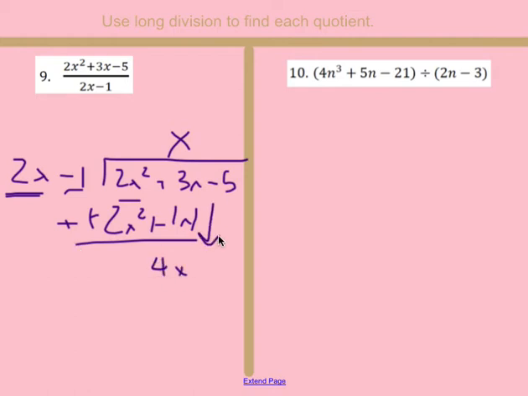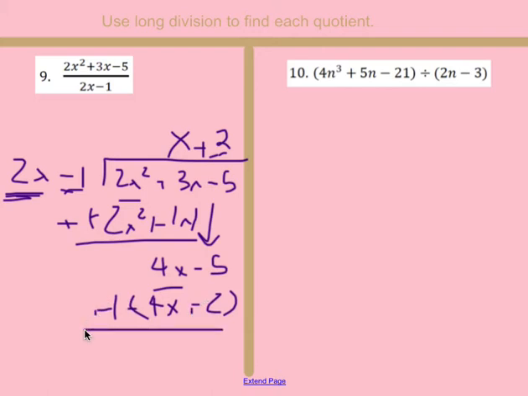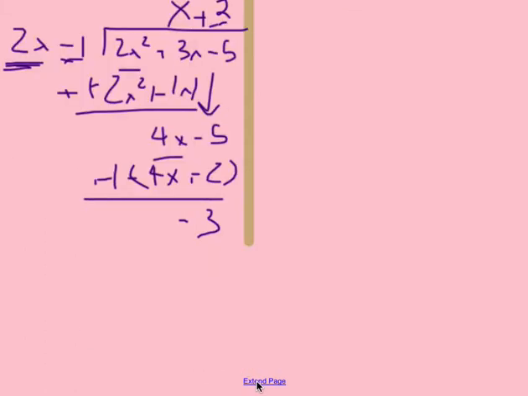Then I'm going to bring down the minus 5. So I have 2x. What do I need to multiply by to get 4x? Well, in order to get to 4x from 2x, I need to multiply by 2. So 2 times 2 is 4, and then x. Negative 1 times 2 is negative 2. Again, that's being subtracted off, so I want to change the signs of everything. 4x minus 4x is 0. Negative 5 plus 2 is going to give me a negative 3. So that's going to be my remainder.